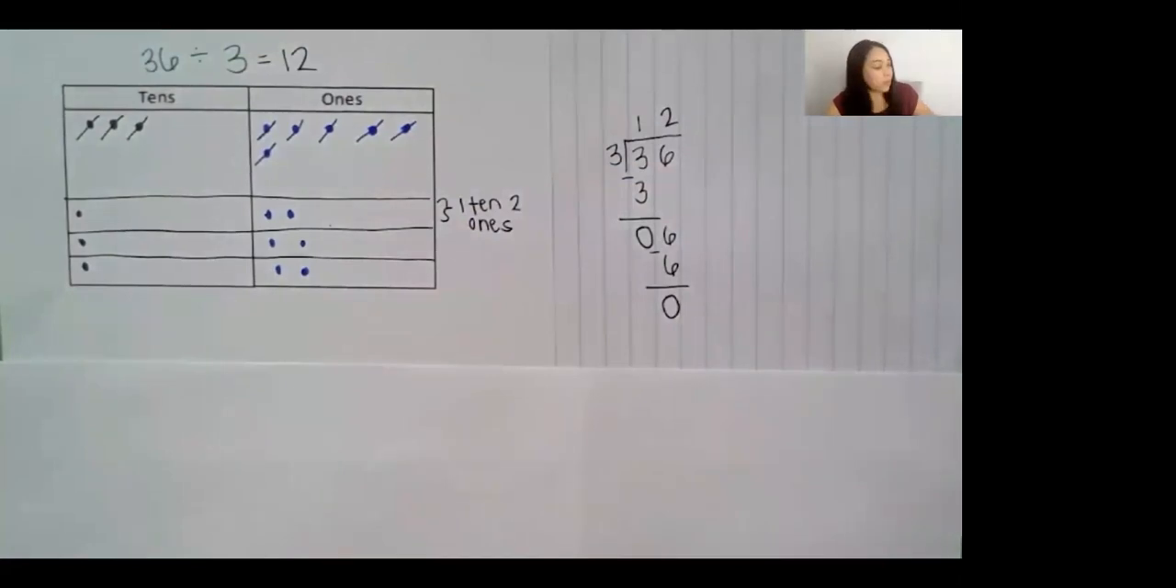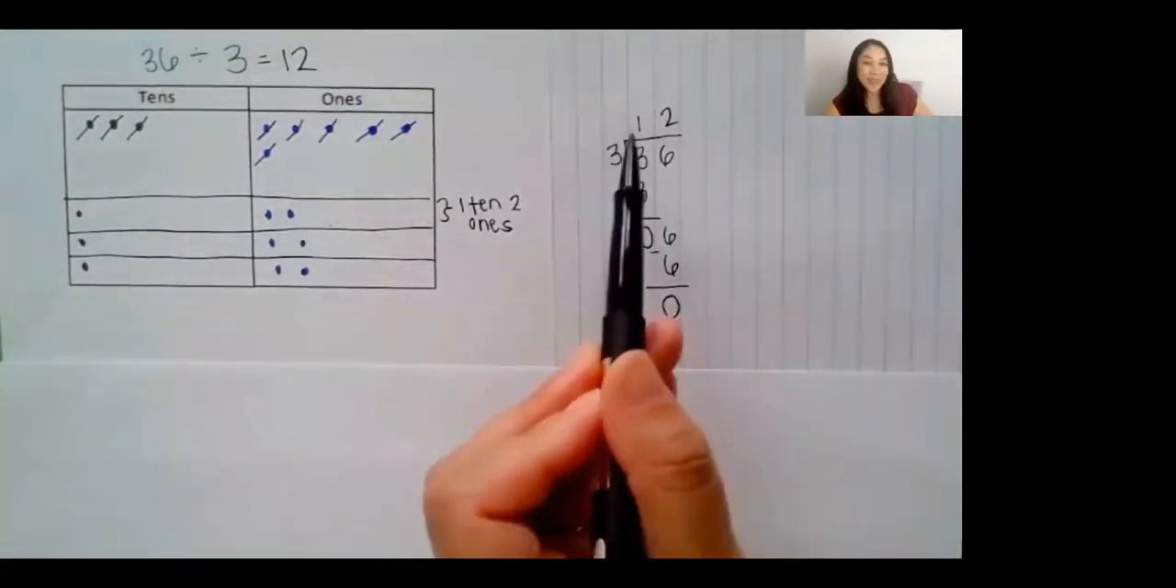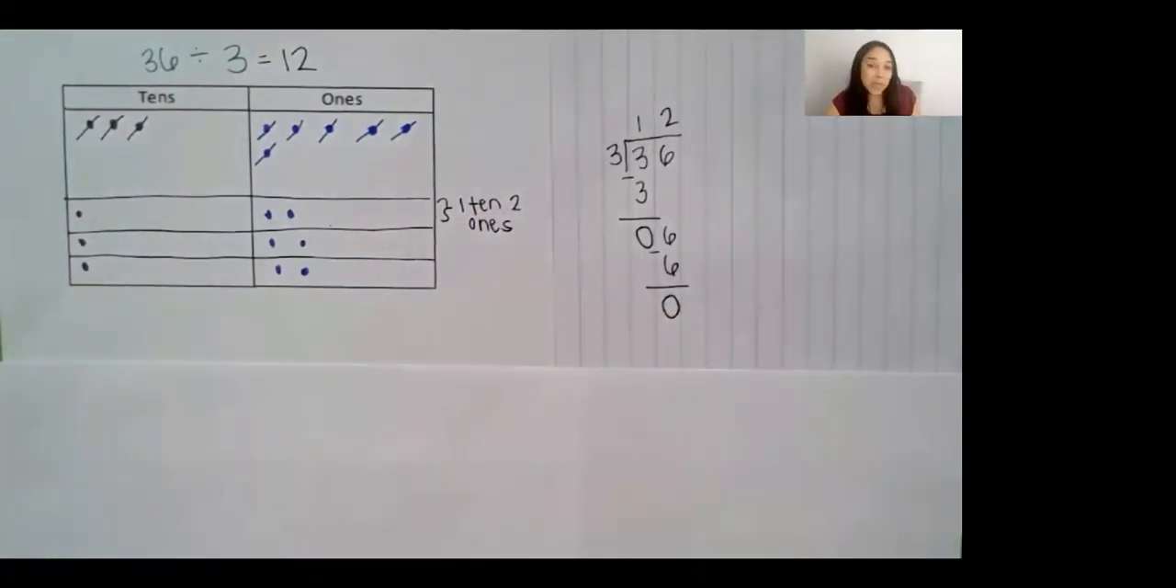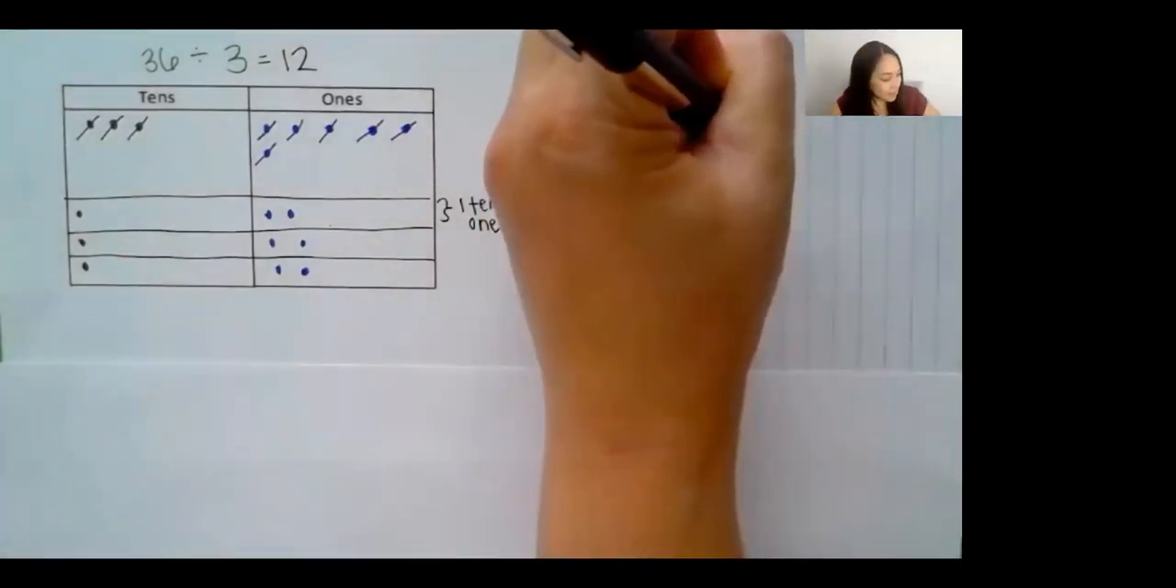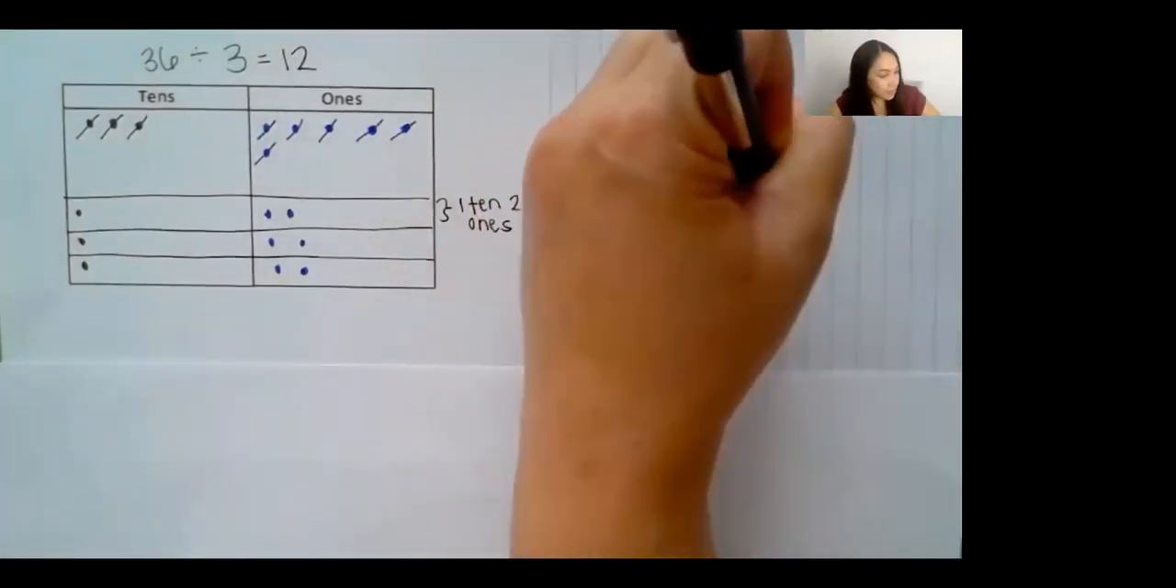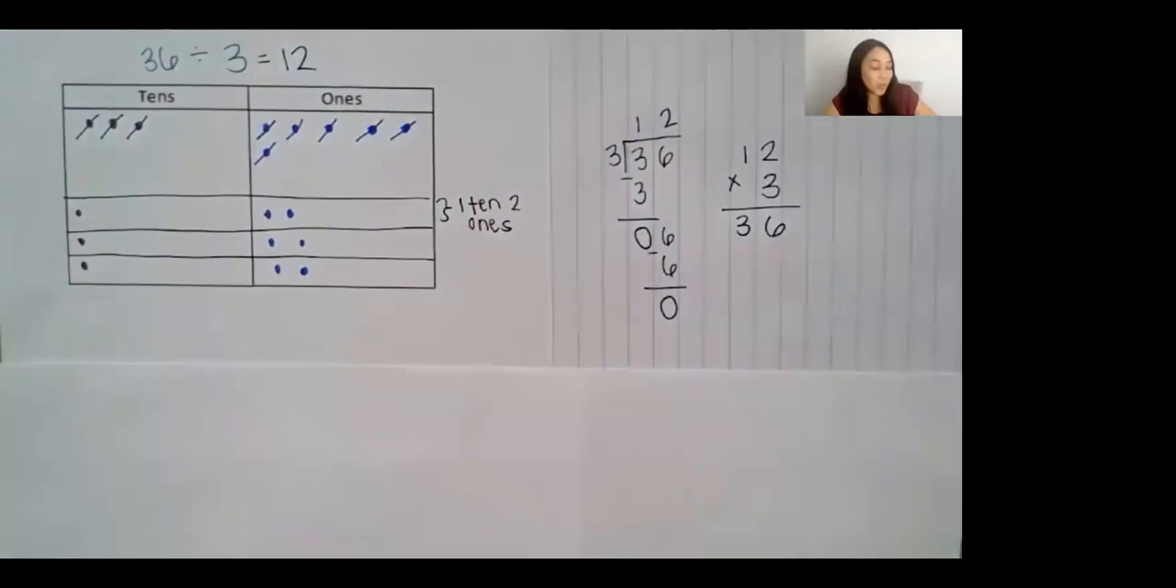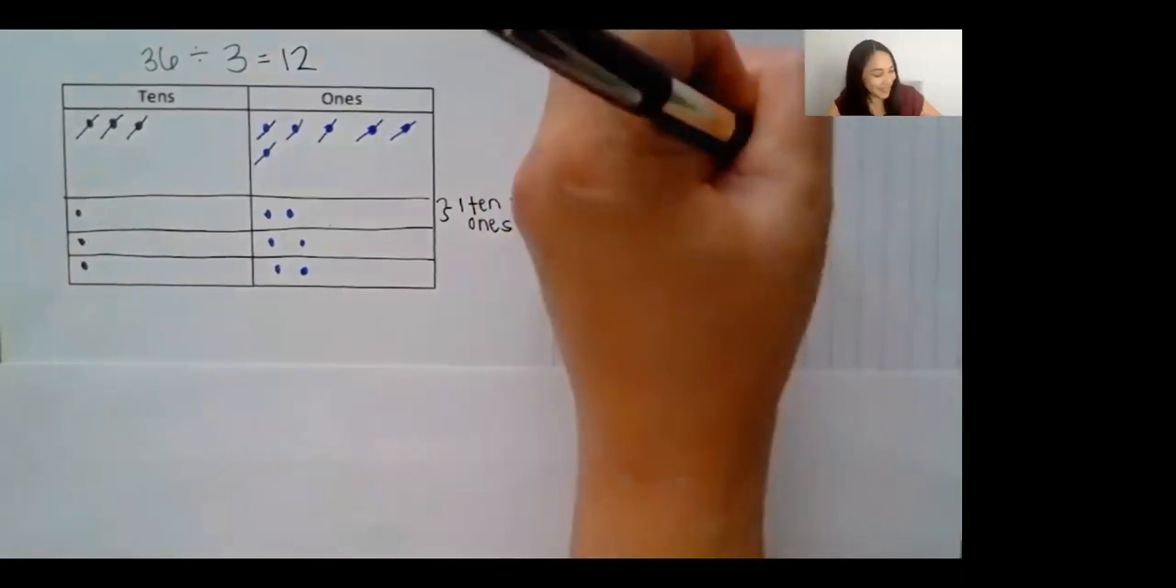We can see 3 groups of 12 both in our model as well as in our numbers. We can also double check our work by multiplying 12 times 3, which equals 36. Let's write that equation out now. Remember, 36 is our whole, so our answer is correct.